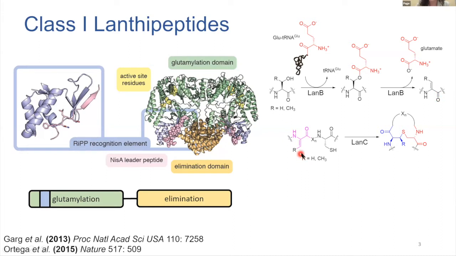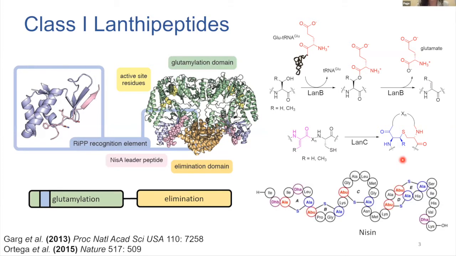These modified residues can then undergo intramolecular Michael-type additions with thiols that are also encoded within these precursor peptides to generate the macrocycles, the methyllanthionine and lanthionine macrocycles that denote this class of natural products. One such natural product is nisin, and you can see that in this structure that I've shown, there are 5 macrocycles that were installed on this natural product.